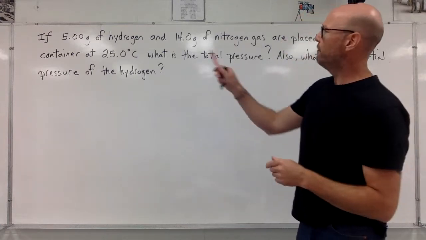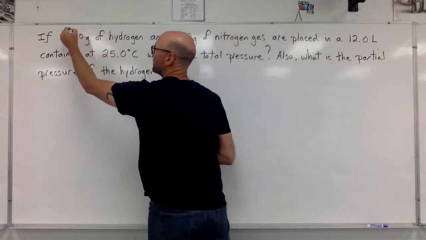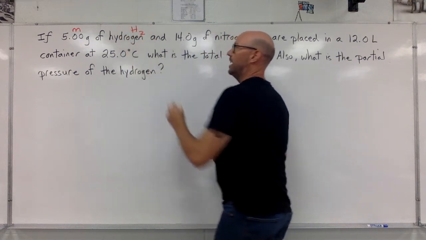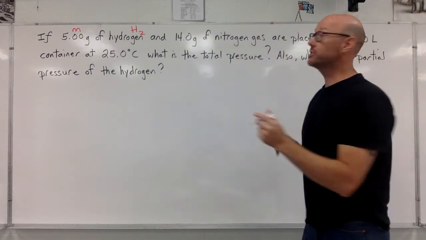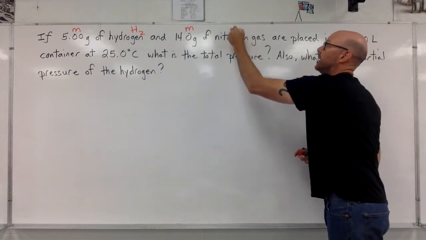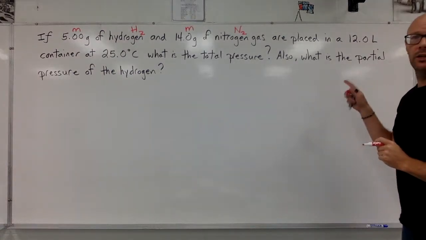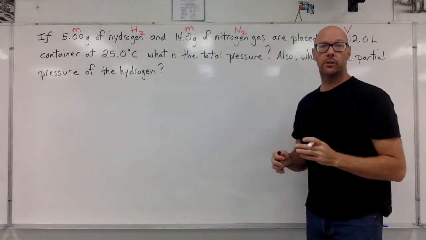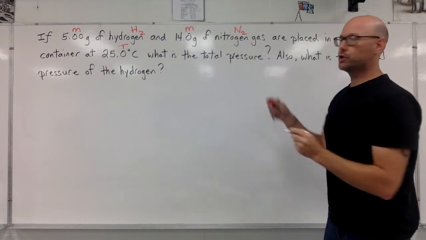Let's see what we have. 5.00 grams of hydrogen. 5.00 grams, that's a mass, and hydrogen is H2. And we have 14.0 grams, that's a mass, of nitrogen. That's N2. Are placed in a 12.0 liter container, there's V, at 25.0 degrees Celsius, T. What is the total pressure?